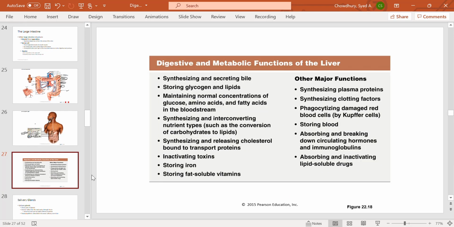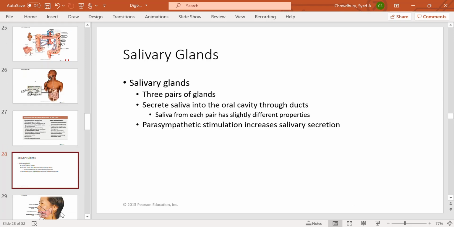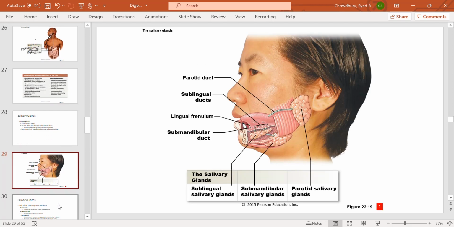Two different things. Okay. The different types of salivary glands. The functions of the saliva, you see parotid, sublingual under the tongue. This is sublingual. Submandibular under the mandible.